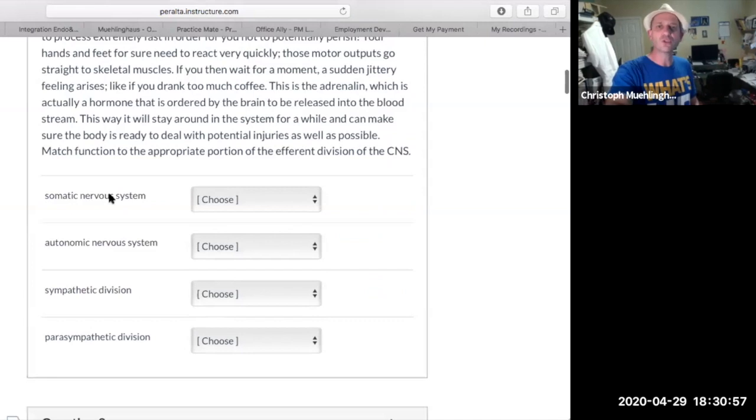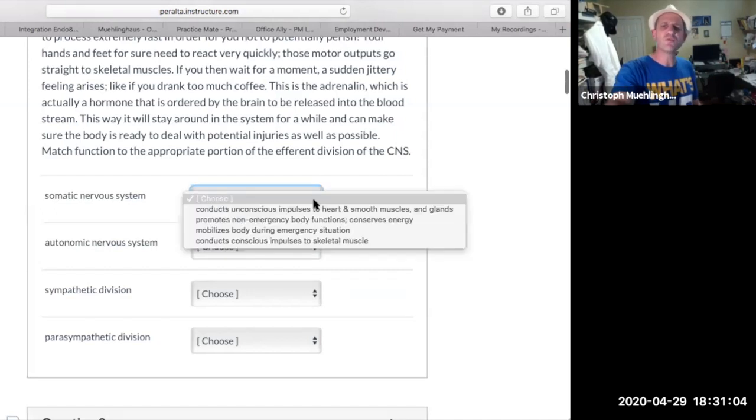Match the function to the appropriate portion of the efferent division of the CNS. Ooh, good one. Somatic nervous system is what?